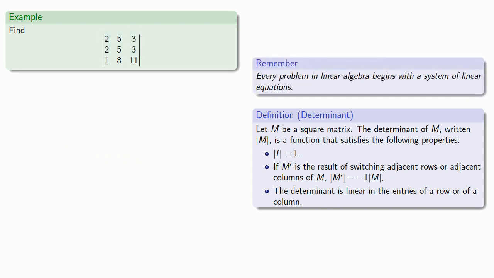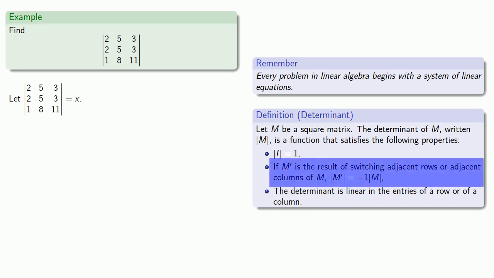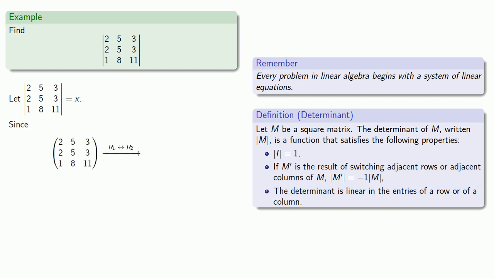So remember, every problem in linear algebra begins with a system of linear equations. In this case, since we're trying to find the determinant, we're trying to solve a system of equations where the determinant is one of the unknowns. So we'll let our determinant be x. So the definition of the determinant tells us what happens if we switch adjacent rows or adjacent columns. So let's consider our matrix, and let's switch the first 2 rows.